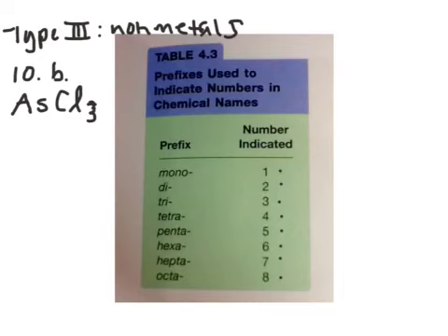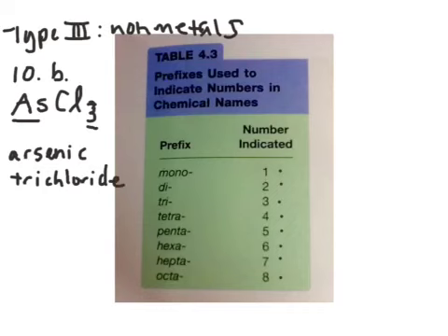Exception, I hate exceptions, but except when the first element has only one atom, then you don't say mono for the first element. Okay, so that's the only exception there. Okay, so As is arsenic. Notice I did not write mono, so the name is arsenic. There's a 3, so what's the prefix? That's right, it's trichloride.